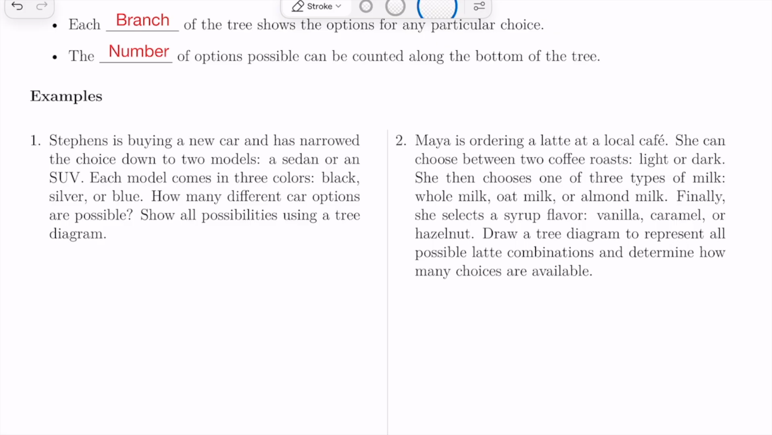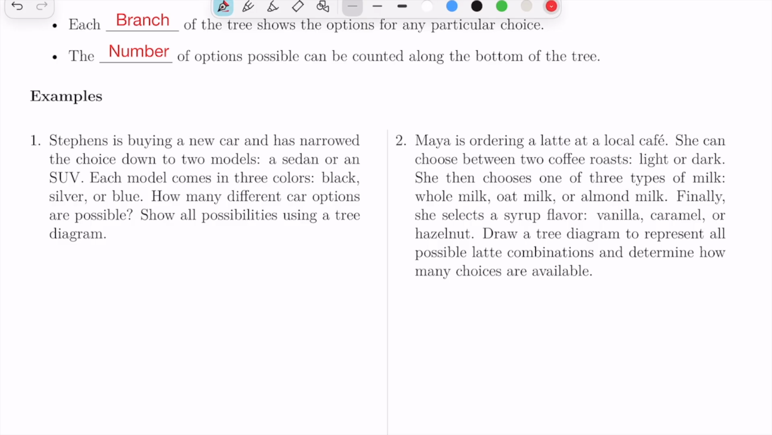Stevens is buying a new car and has narrowed the choice down to two models, a sedan or an SUV. Each model comes in three colors, black, silver, or blue. How many different car options are possible, and show all the possibilities using a tree diagram? So some people like to build their trees from the top down. I'll do that here, and then in the next one I'll probably build it to the side, which is how I usually do it.